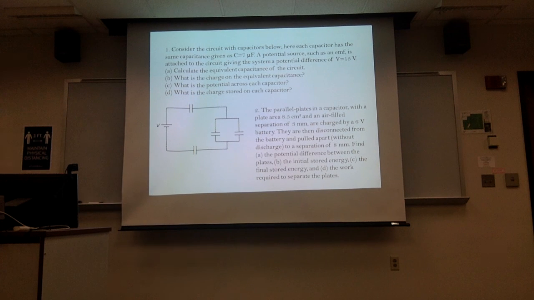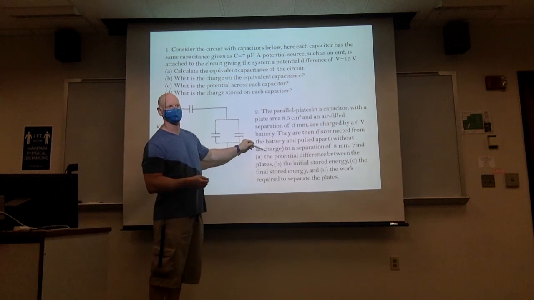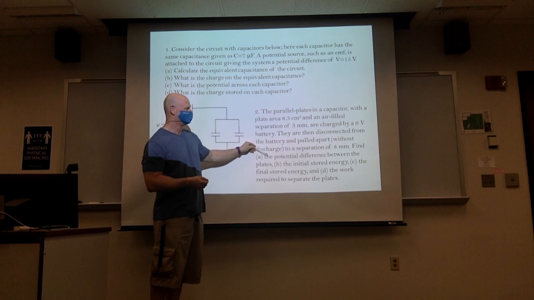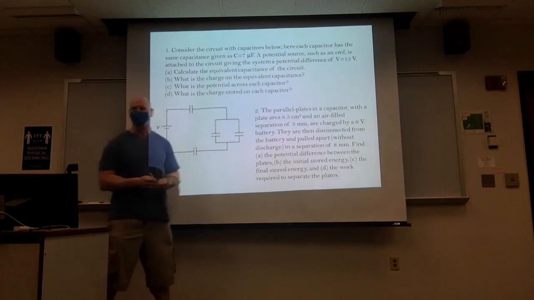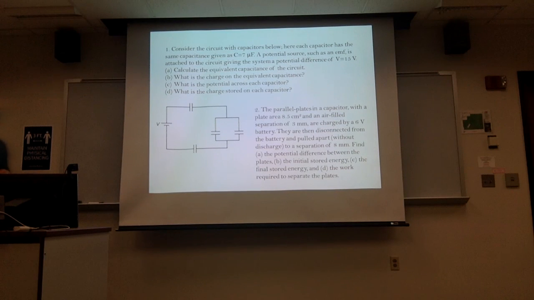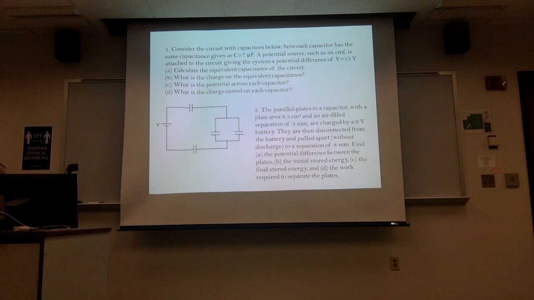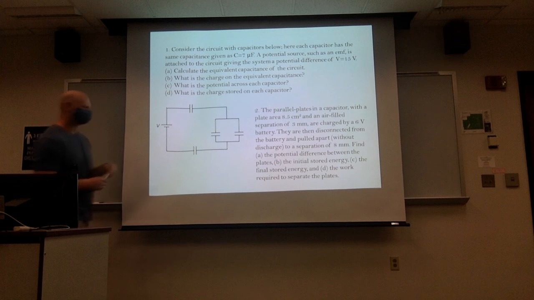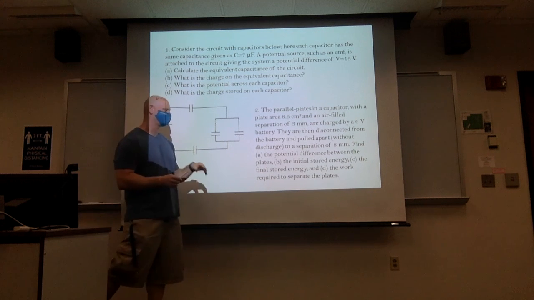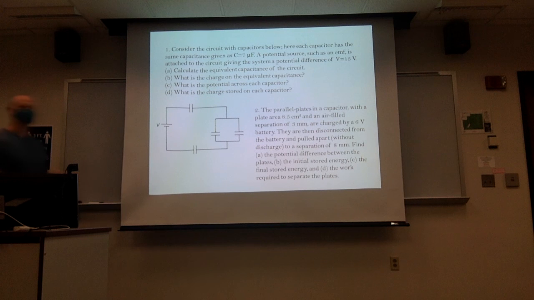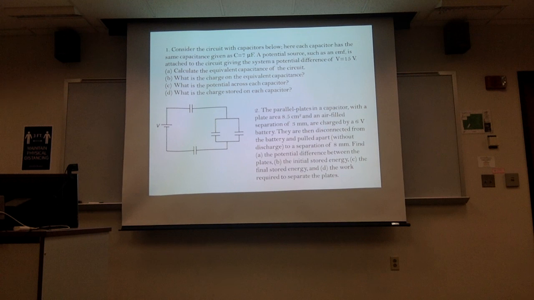Then it says we're disconnected from the battery, and then we're going to pull apart the plates of the parallel plate capacitor to increase them from an initial separation of 3 millimeters to a new separation of 8 millimeters. From here, what I want you to do then is find a whole bunch of stuff. So again, first, what is the potential difference between the plates initially? The initial energy which is stored, the final energy that is stored, and then finally, what was the work done to separate these 2 plates and who did it? Was it the electric field or was it some sort of external agent?